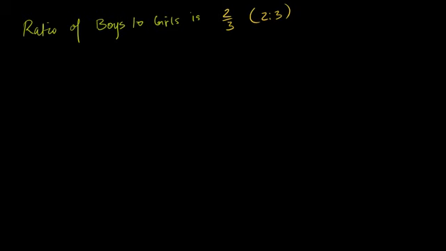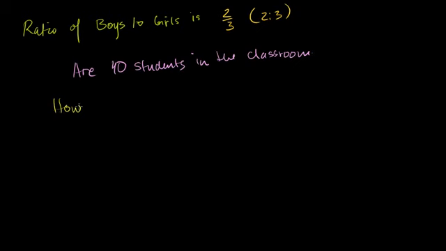And let's say that there are 40 students in the classroom. And then someone were to ask you, how many girls are in the classroom? So this seems a little bit more convoluted than what we did before. We know the total number of students, we know the ratio, but how many girls are in the room?